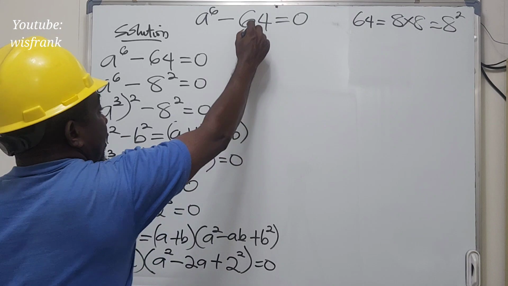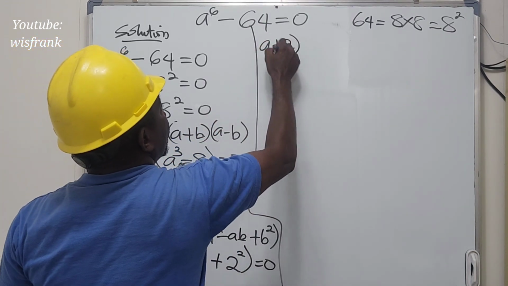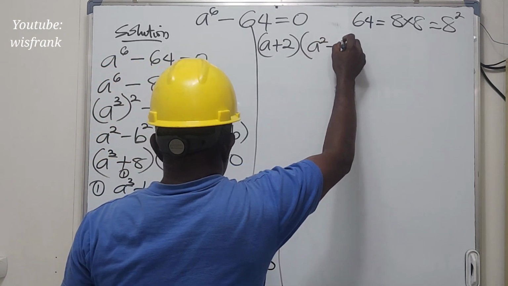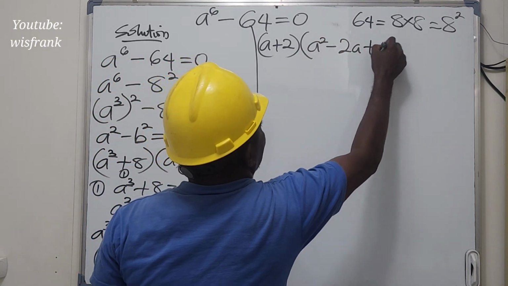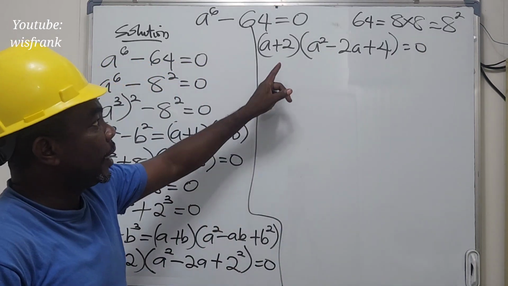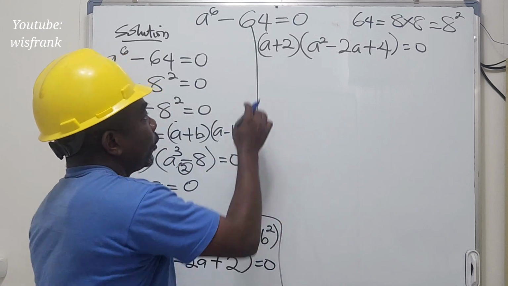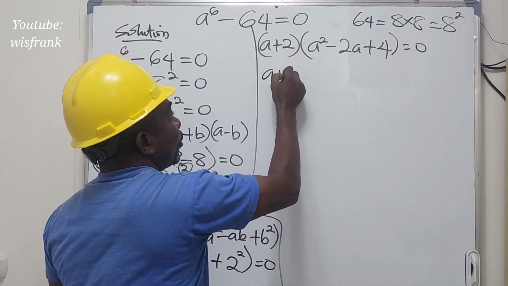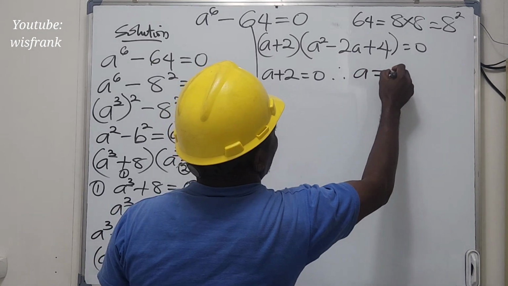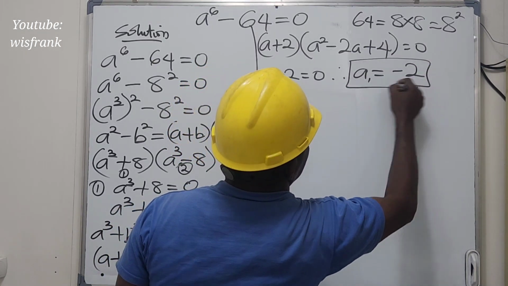So in this case, this is the same thing as having a plus 2 into a to the power of 2 minus 2a plus 4 equals 0. So here we have two parentheses. It is either the first one equals 0 or the second one equals 0. So we take this one first. We have a plus 2 equals 0. Therefore, our value of a will be equal to minus 2. So this is the first value of a that we have.